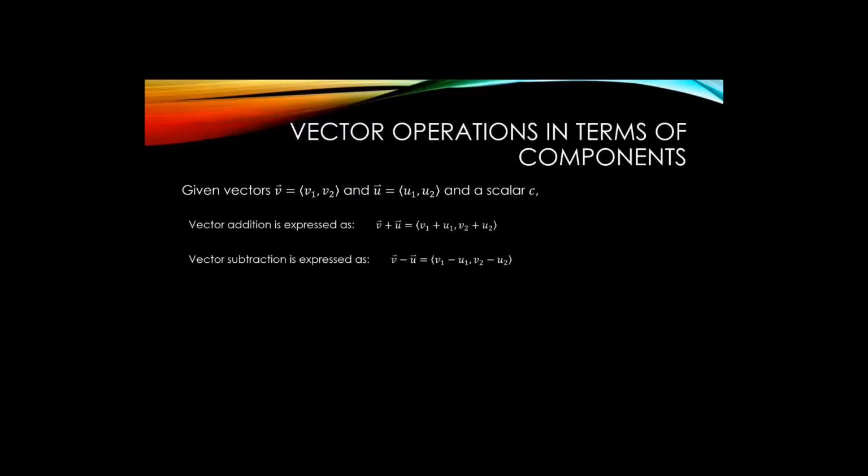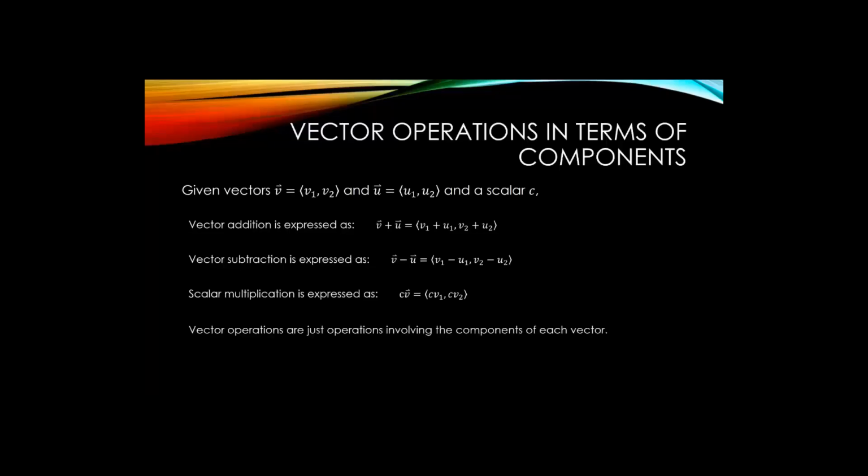Vector subtraction can be expressed as the vector v minus u is equal to the components v sub 1 minus u sub 1 and v sub 2 minus u sub 2. Scalar multiplication can be expressed as c times the vector v is equal to a vector with the components c times v sub 1 and c times v sub 2. Vector operations are just operations that involve working with the components for each vector. But remember that this presumes that the base of my vector is placed at the origin with components 0, 0.